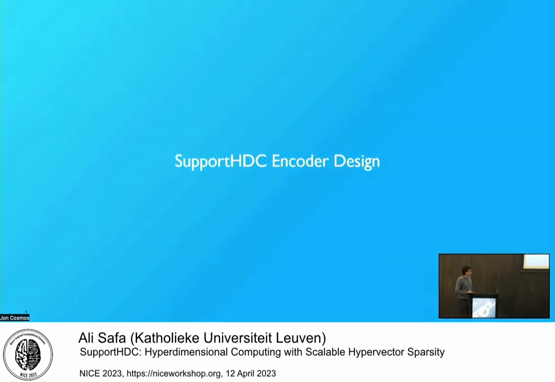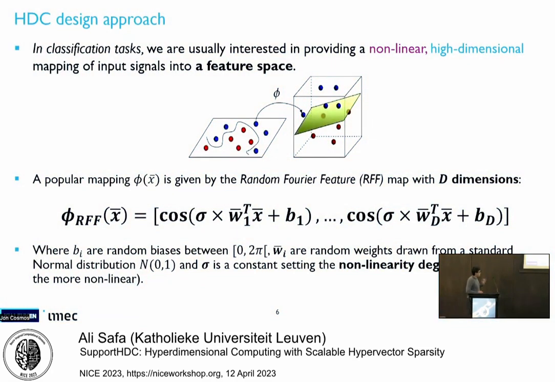Okay, so now let's get into our encoder design. How do we design the encoder circuit that projects these vectors of continuous values into binary hypervectors? In machine learning, and certainly in classification, you're interested in providing a nonlinear high-dimensional mapping of the input data into a certain feature space where the linear separability of the data is enhanced, meaning that data that previously could only be classified with a curvy line would be easily classified with some hyperplanes here.